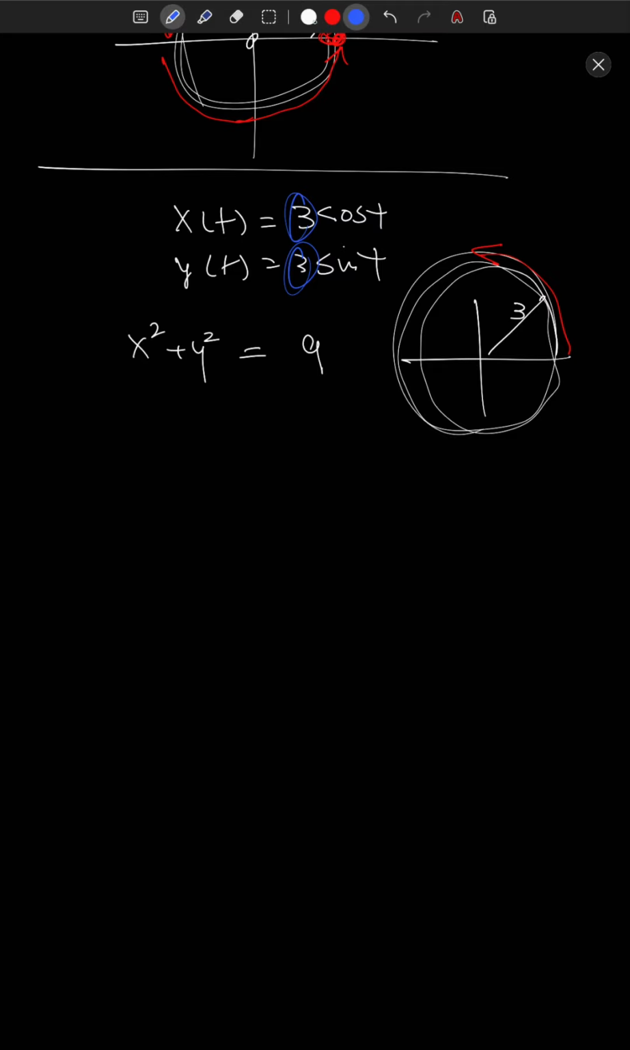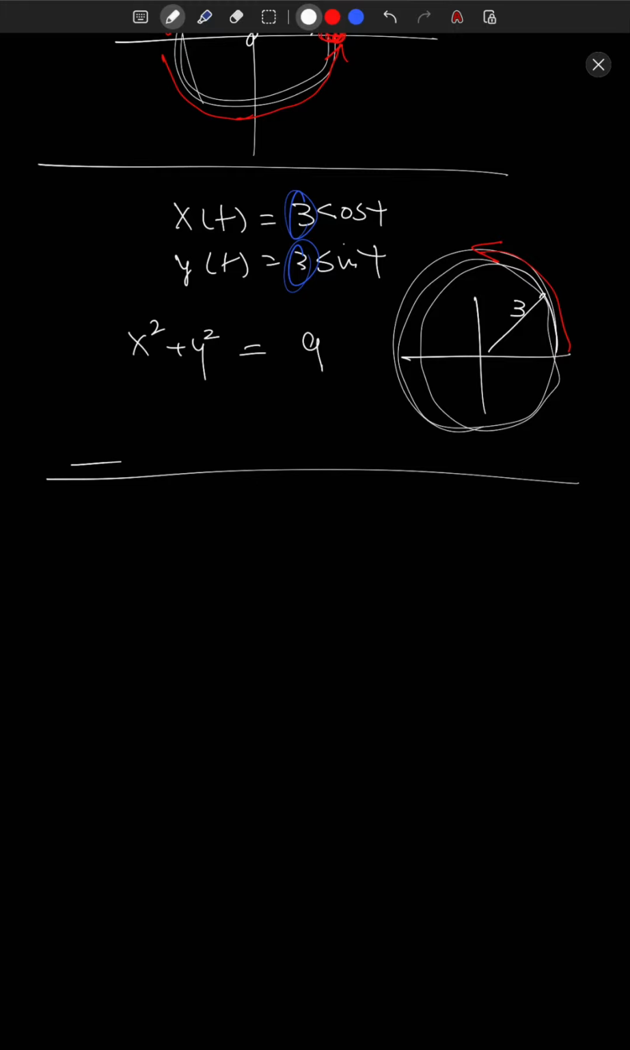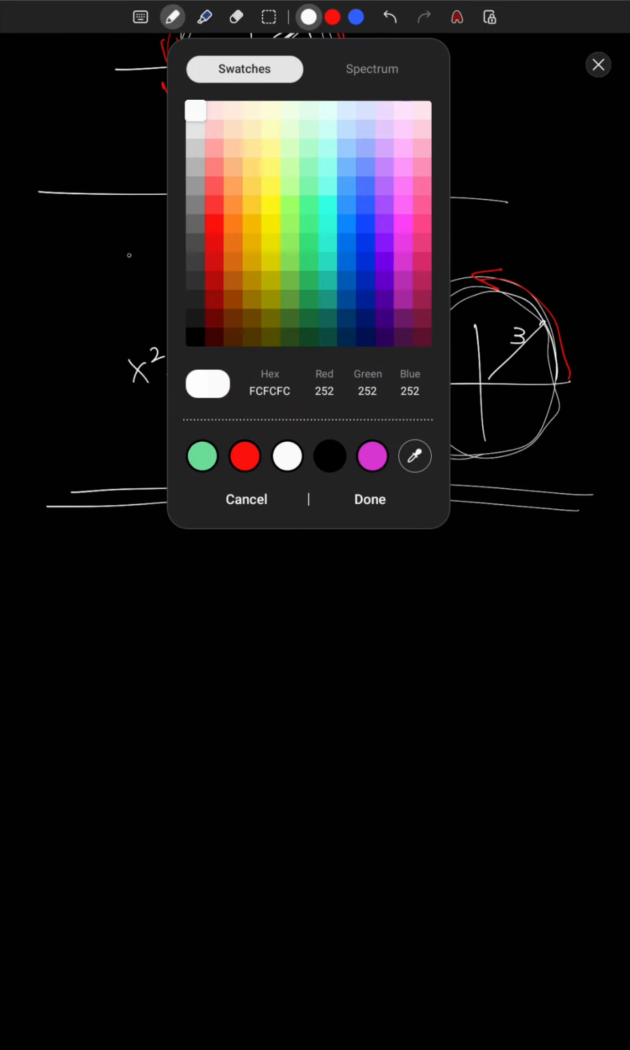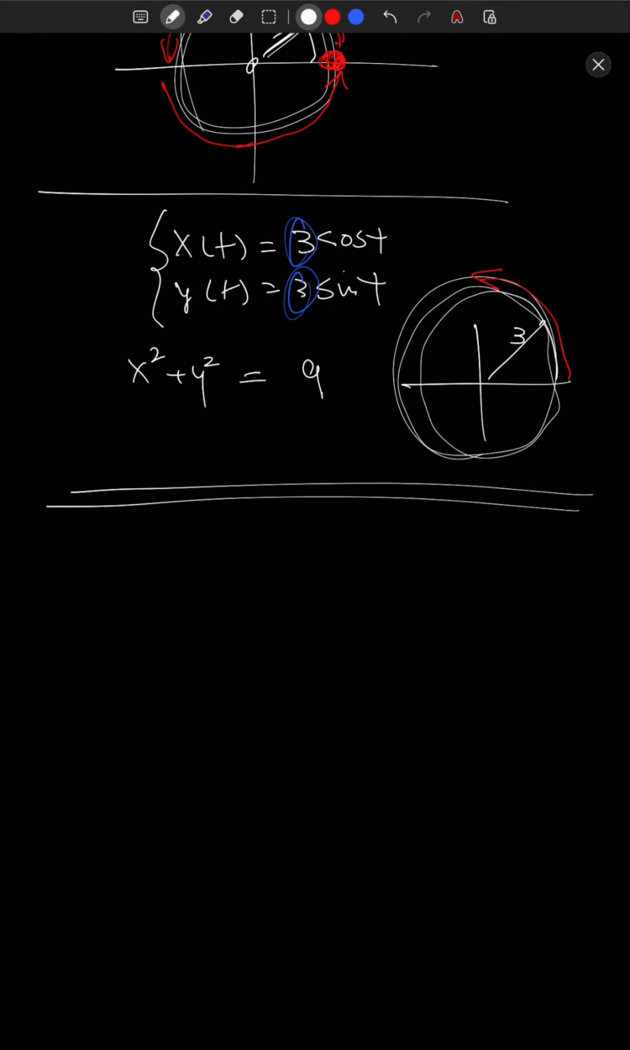Okay, a good question to maybe pause and think about a little bit is, what if I want to drive along a circle of radius 3? In this particular example, I'm driving around counterclockwise. What if I want to drive clockwise? How would I change my equations? How would I change my x of t, and how would I change my y of t, to make it so that I'm driving clockwise?